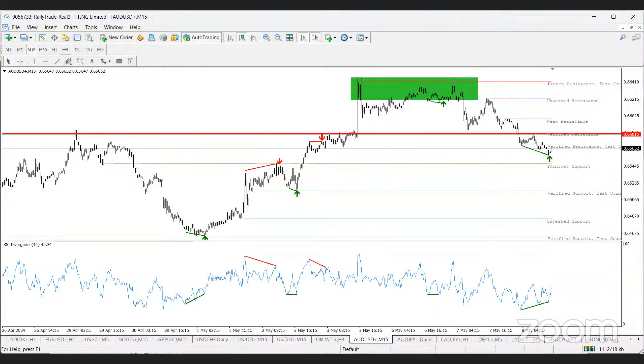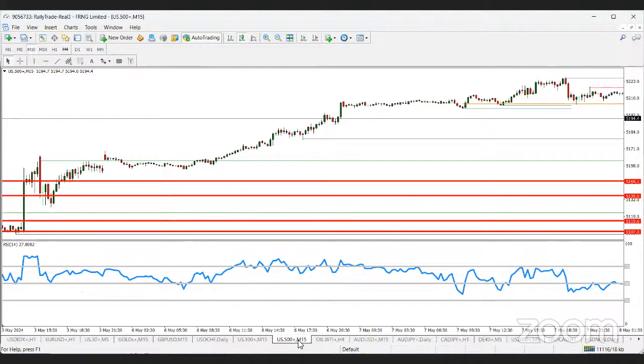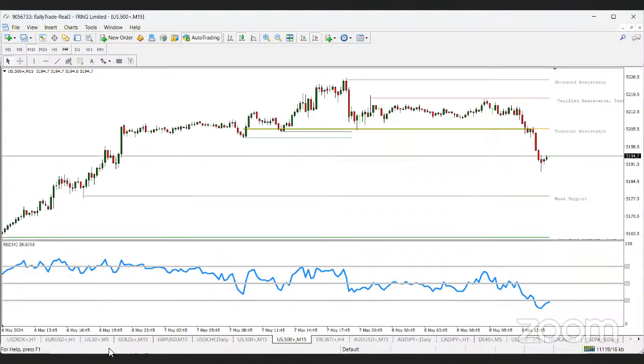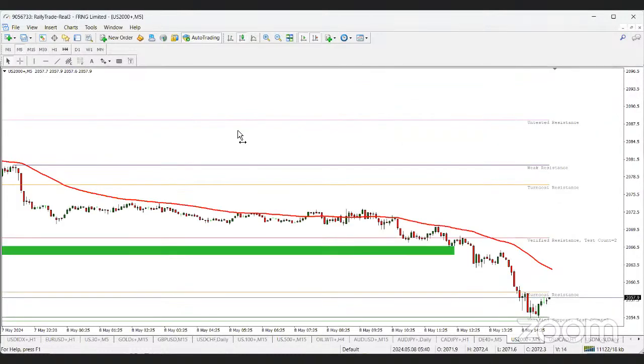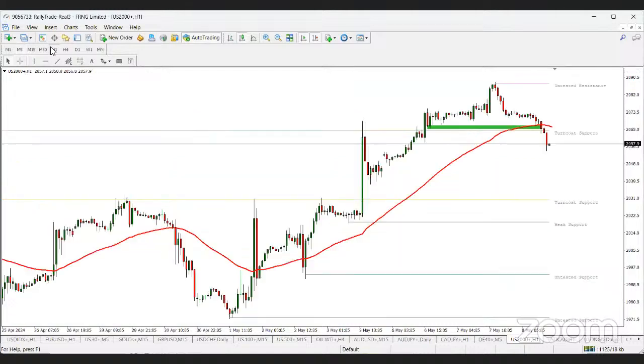Let's go to indices. Let's begin with US 2000. US 2000 also actually did some level of sell. I think a sell on US 2000 was sent to us on the WhatsApp channel this morning. Yes, that trade was sent this morning. For those persons who saw it and who took advantage of it, well done.